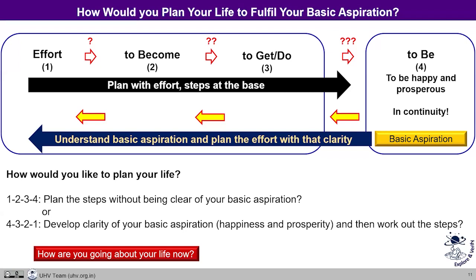So for example, if I'm able to see that I have to be happy and prosperous, okay, so what is to be done? What do I need to get? What do I need to become? What effort do I have to put in? So 4, 3, 2, 1 could be one way of going. Now, as Senthilji is saying, I would like to say 4, 1, 2, 3.